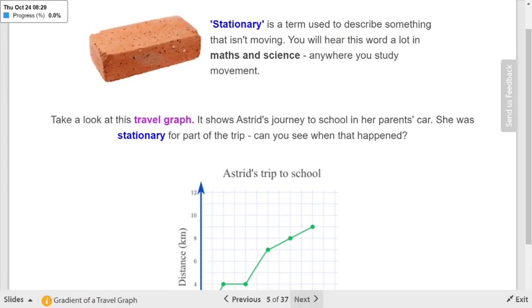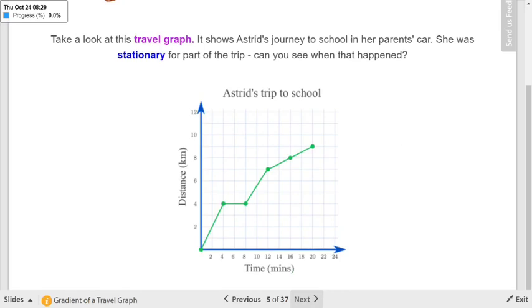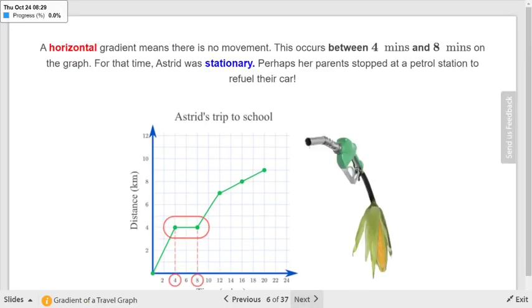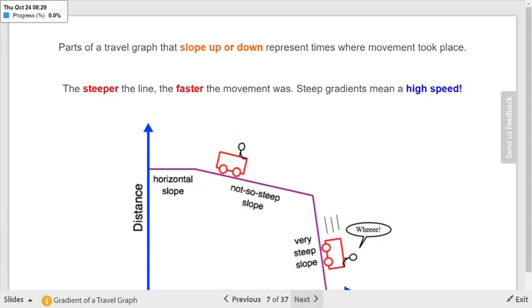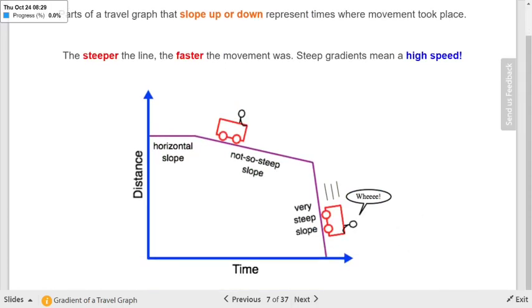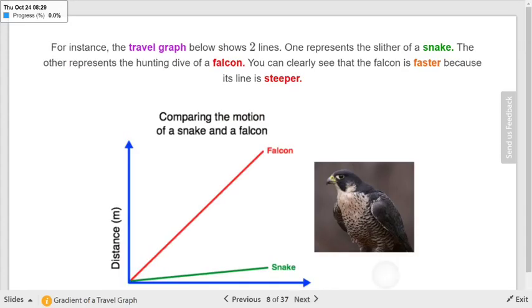Stationary is a term used for any object that is not moving. So, do you see a time on this graph where this person was not moving or was stationary? Between 4 to 8 minutes, she was not moving, right? Excellent. Good job. So you see there, they're just confirming that. And again, the bigger the slope, the faster you're moving. The greater the slope, the faster you're moving.